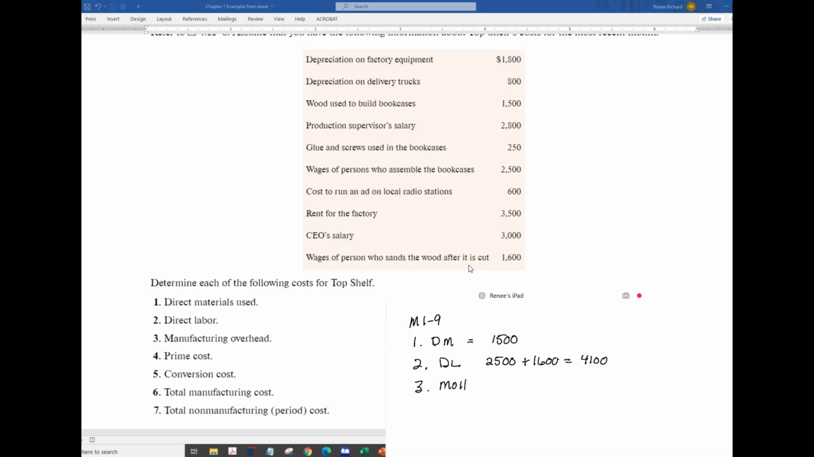3, manufacturing overhead. So we go back through and pick out all the manufacturing overhead. Everything that's a product cost, has to do with the factory, that's not direct materials and direct labor. So we'll go down the list. First one is depreciation, 1,800, because it's depreciation on factory equipment. The depreciation on the delivery trucks has to do with sales. We've already used wood, that's DM. Production supervisor salary. There we go. That has to do with manufacturing or the product, so it's 2,800 because that was not direct materials or direct labor. And then the glue and screws, 250. And then the rent for the factory, 3,500. And that total equals 8,350.